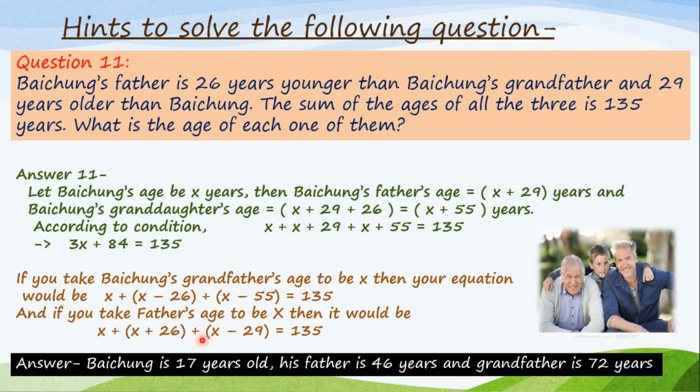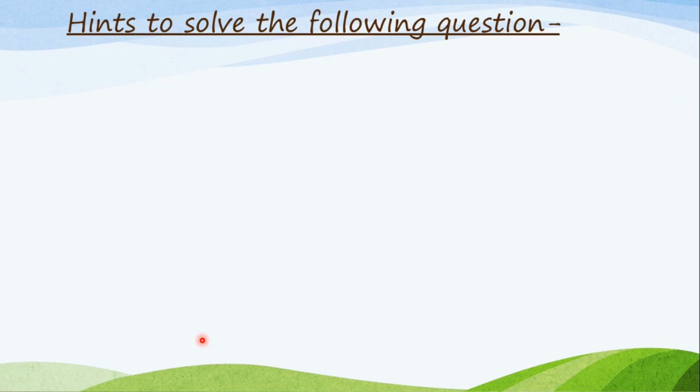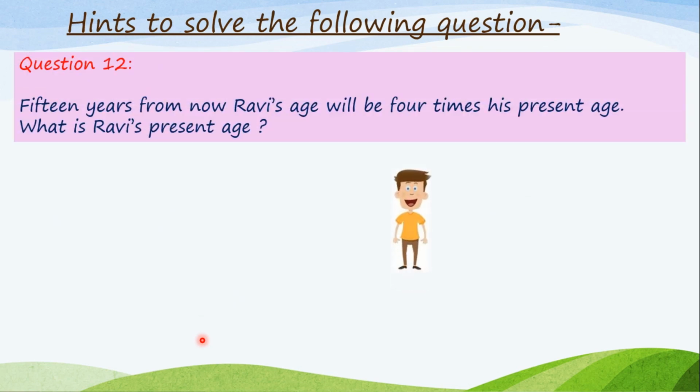Isn't it easy? Coming to the last question. 15 years from now, Ravi's age will be 4 times his present age. What is Ravi's present age? Don't worry. It's age related, but it's not difficult.